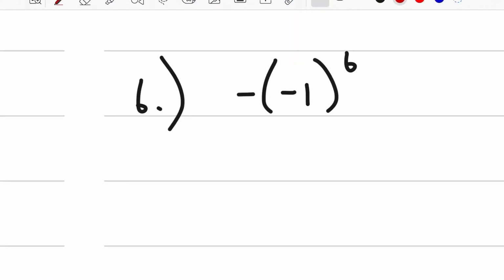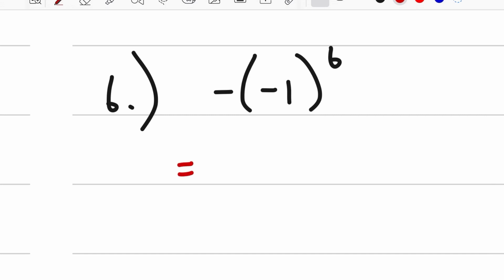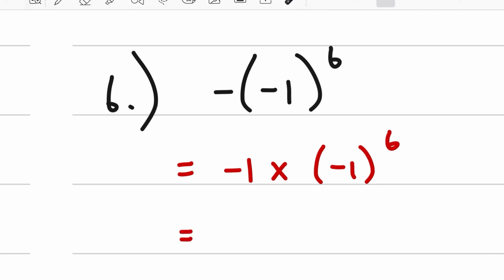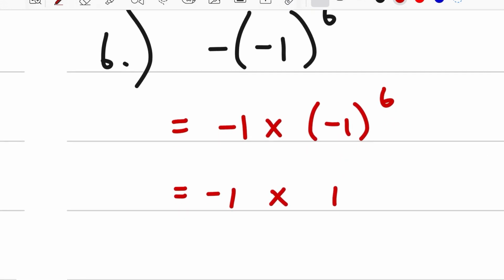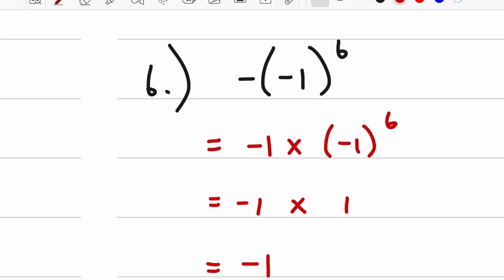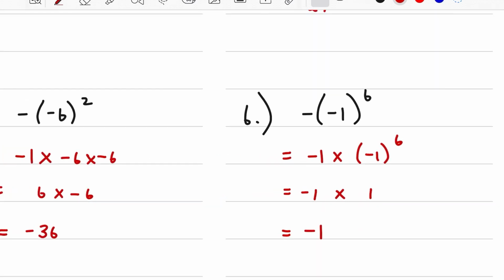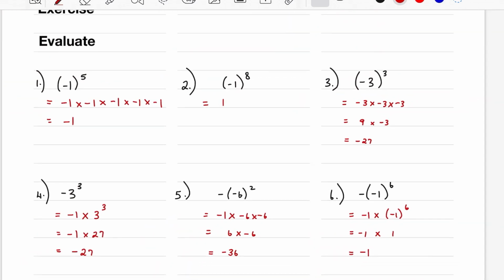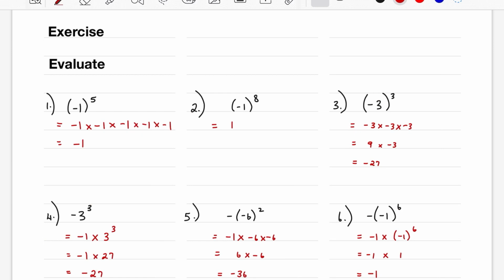Okay, so for question 6, we have minus 1 to the power of 6. You can think of this as minus 1 multiplied by 1 to the power of 6. And we know that since this is a negative base and an even power, my answer is going to be positive. So 1 to the power of 6 is really just 1. And I will have minus 1 multiplied by 1, which is minus 1. So your answer is negative 1 for question 6. And these are your answers for questions 1 to 6.